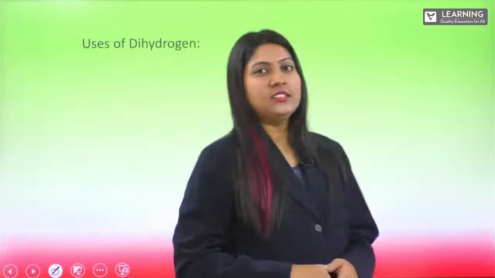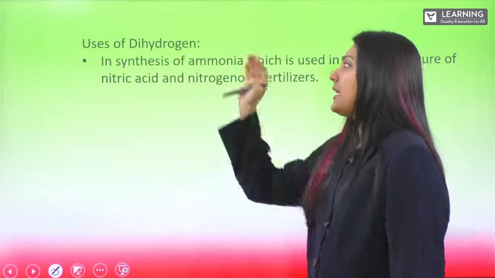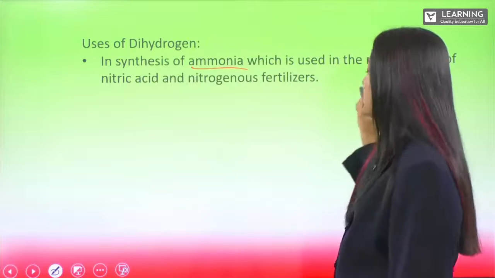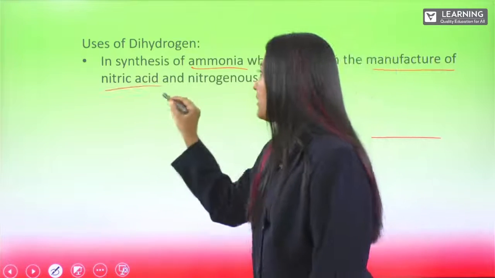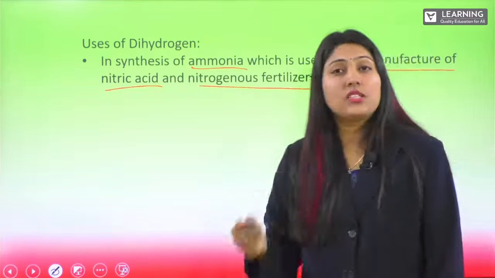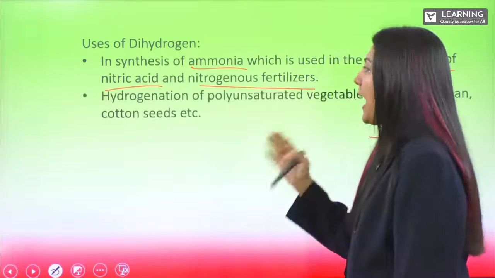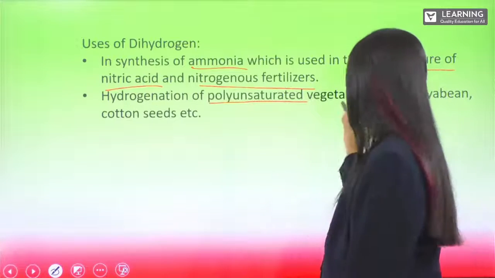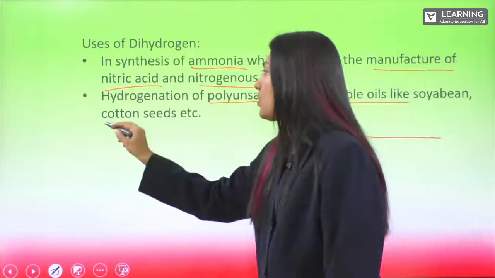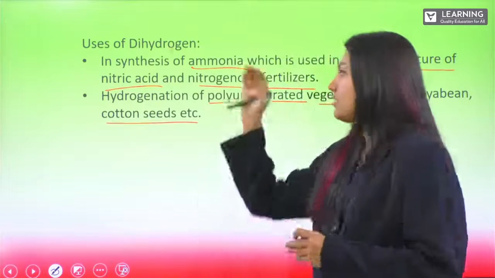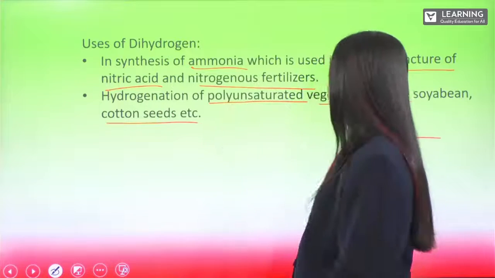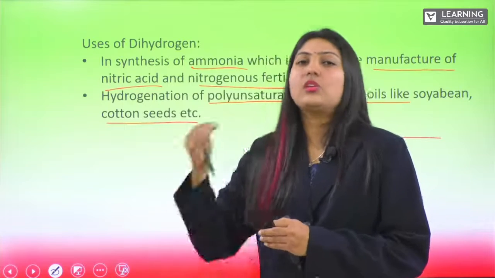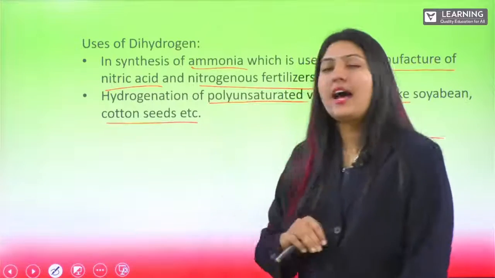We'll get into the uses of this dihydrogen. It is used in the synthesis of ammonia, which is used in the manufacture of nitric acid as well as nitrogenous fertilizers. Hydrogenation of polyunsaturated vegetable oils like soybean and coconut seeds, etc. That means the hydrogenation of unsaturated ones. Unsaturated means it contains double bond and triple bond. To saturate them, we are using this hydrogen.